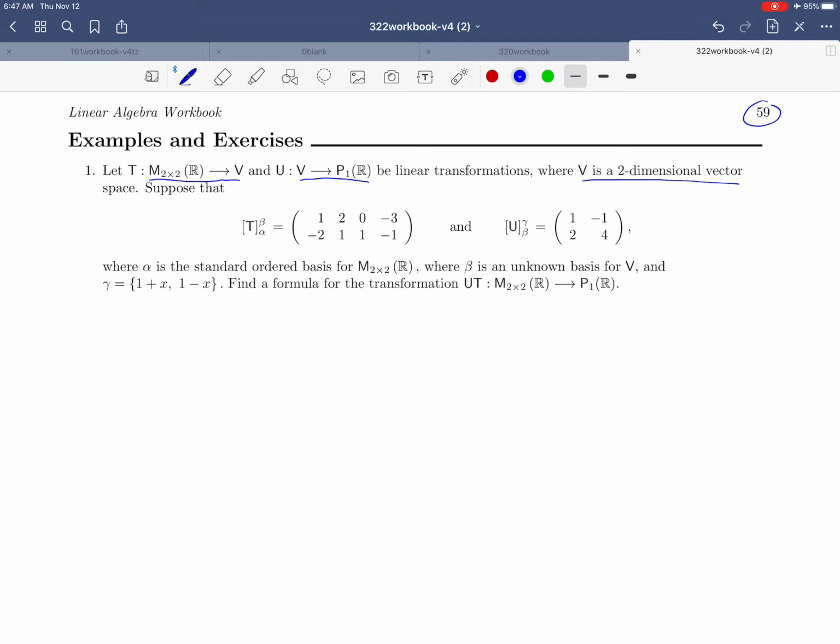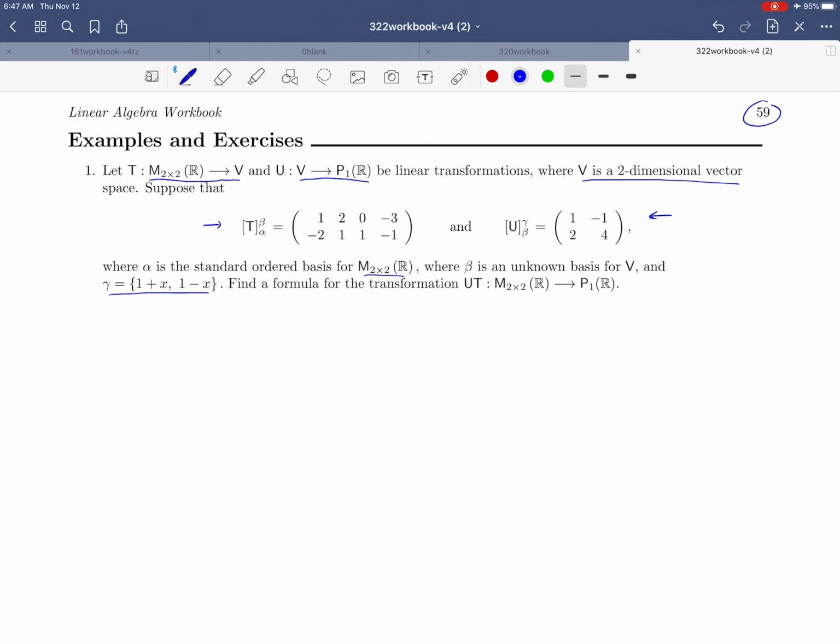The next piece of information that they give us is matrices for both of these transformations. So the matrix of T and U look like that and that respectively. And there's some bases running around here. So alpha is the standard ordered basis for the set of 2 by 2 matrices. Beta is some unknown basis for V. It's going to turn out to not matter. And then finally gamma, that's going to be a basis for P1 of R.